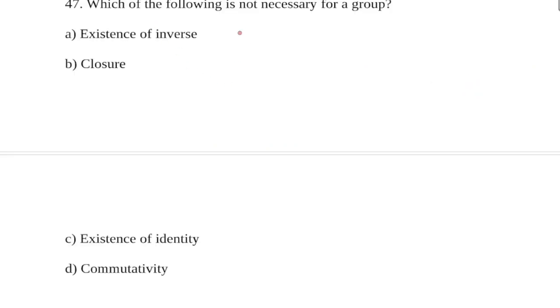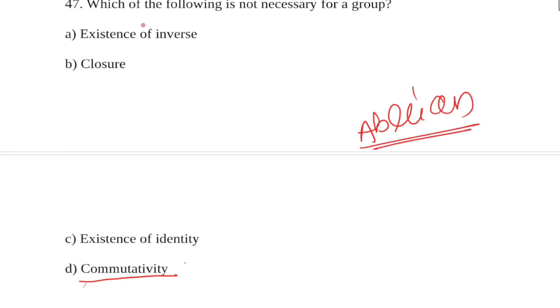Next, which of the following is not necessary for a group? Out of these four, you can see the commutative property is not necessary for a group. But if a group is having the commutative property, then that will be called an abelian group. So which of the following is not necessary? That is commutative, option D.